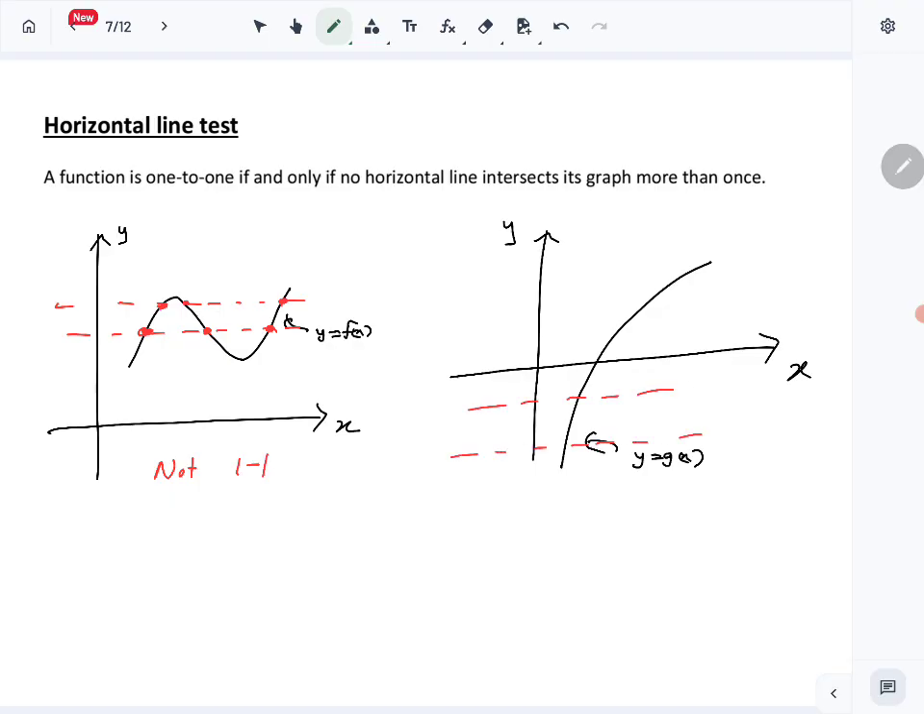How about the second one? Draw some horizontal lines and see. Here it only intersects at one point. So this is then a one-to-one function. So this is how you check whether a given curve is one-to-one or not. This test is called the horizontal line test.